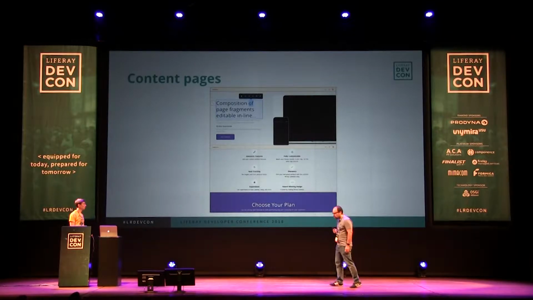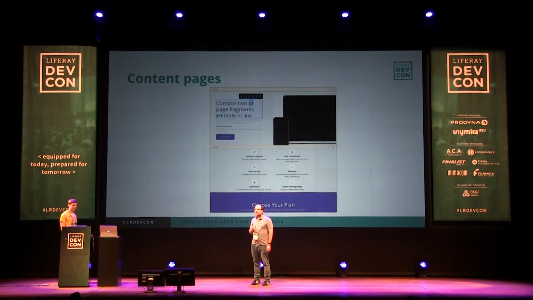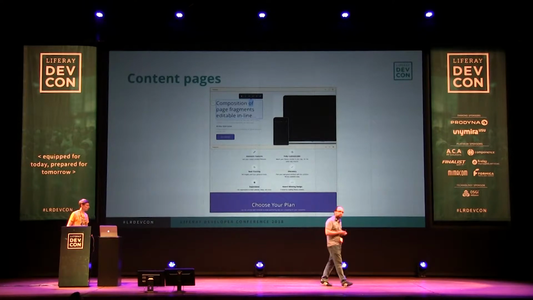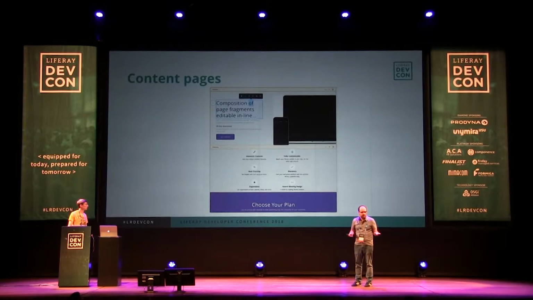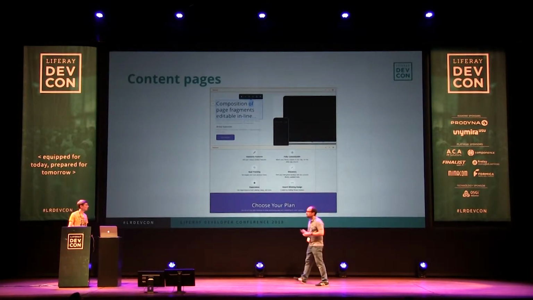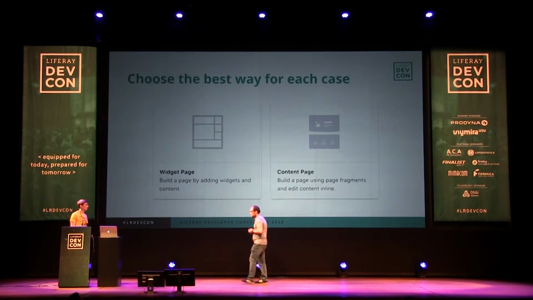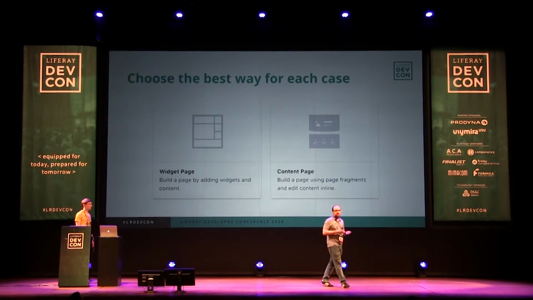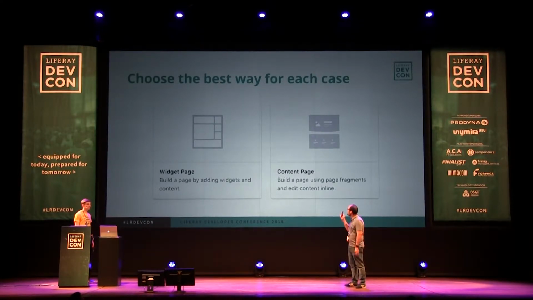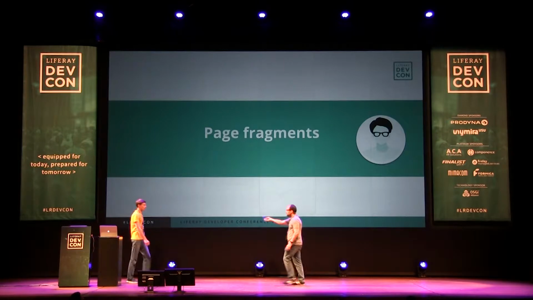And in Liferay 7.1, we have a new type of page, which is content page. And it's created with fragments. You just drag and drop the fragment that you want to add to the page, and you can inline edit if it's available, and the page is created easily. But we are not trying to replace widget pages. They coexist together. You will be able to choose any page you want, depending on the needs that you have at the moment. So, on that, please, Pavel.